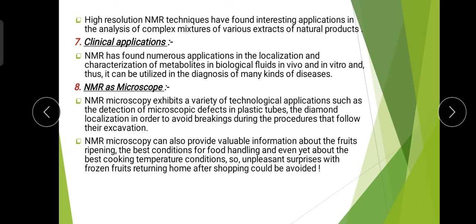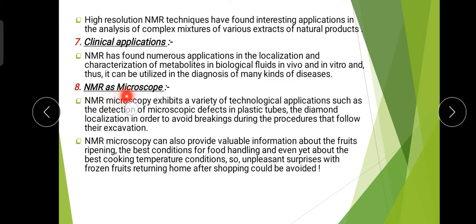Now, in a clinical application, how is NMR spectroscopy used? So NMR has found numerous applications in the localization and characterization of metabolites in biological fluids in vivo and in vitro, and thus it can be utilized in the diagnosis of many kinds of diseases. That is, in a clinical application, NMR spectroscopy is used to investigate or to diagnose a number of diseases. So this is a very important application in the biological field or clinical field.